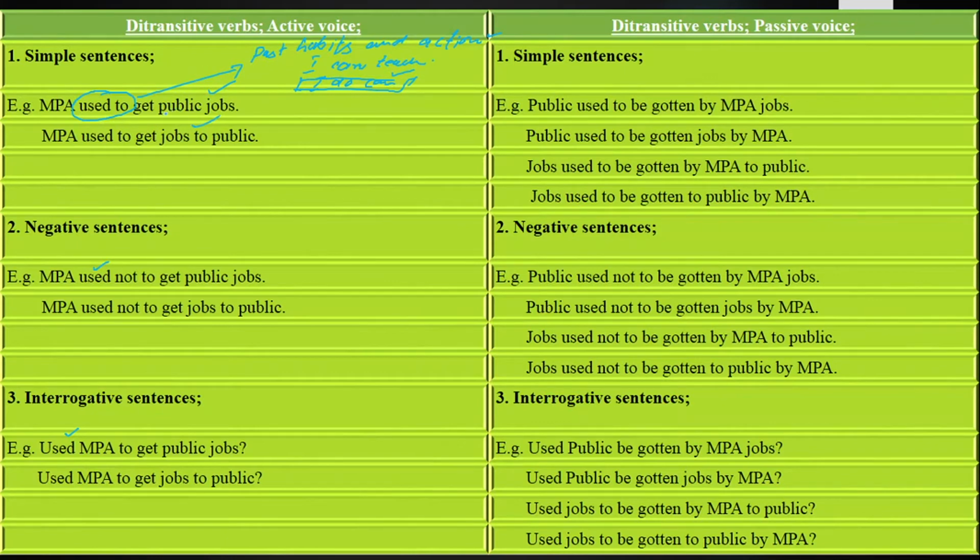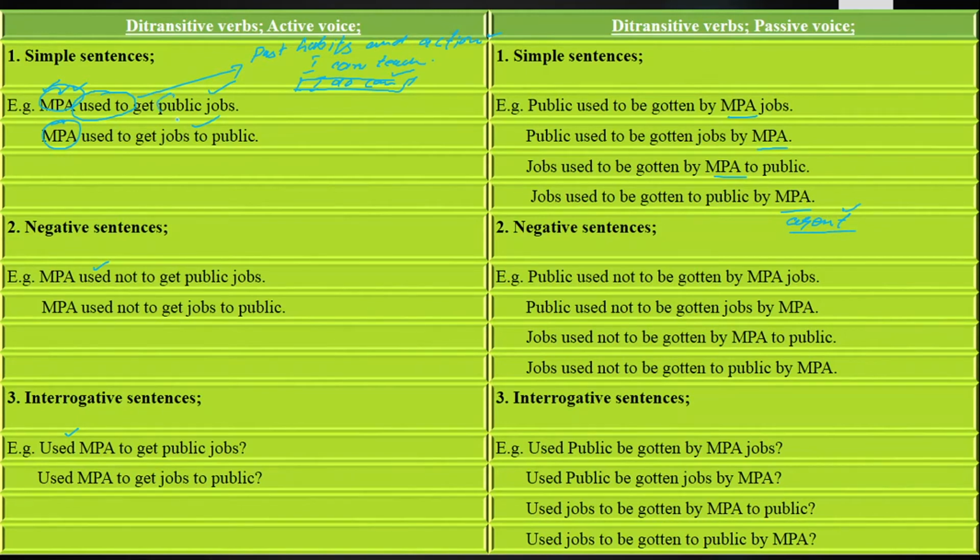Now keep in your mind, when we change it into passive voice, there are four ways. MPA stands for Member of Provincial Assembly. MPA used to get public jobs. MPA used to get jobs to public. And if you want to change it into passive voice, the MPA, the doer of an action, if you bring it at the place of object, here MPA is known as agent. And what is the definition of agent? It tells us who does an action. So here it will be called agent.